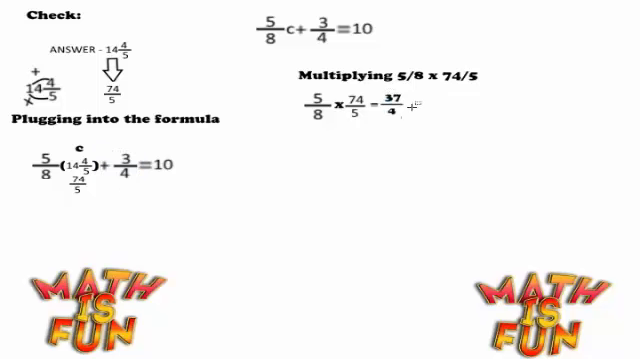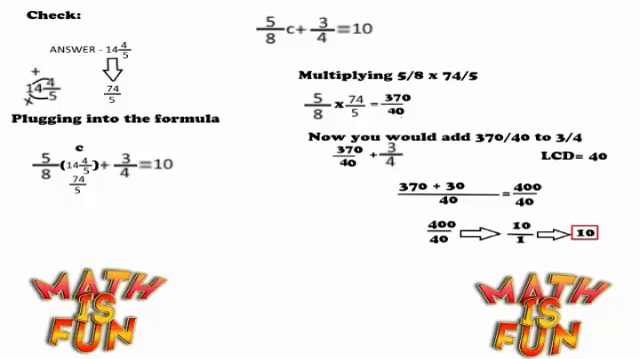This is not 37 over 4, by the way. This is 370 over 40. I don't know why it's not showing up, but this would be 370 over 40. So our next step is right here, as you can see. Now you would add 370 over 40.